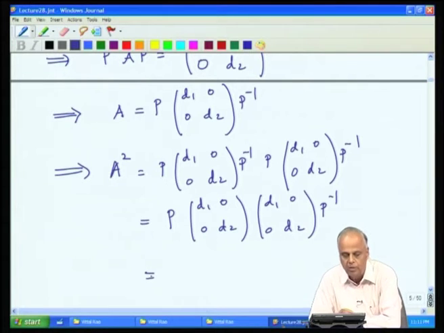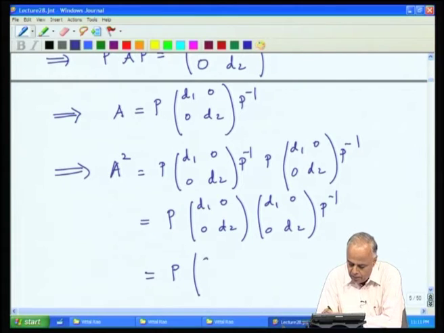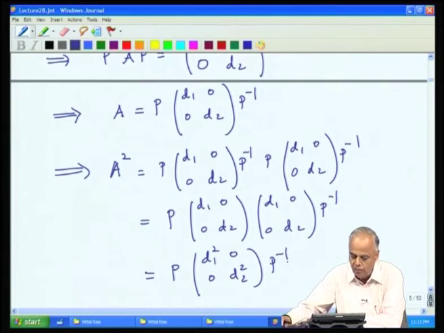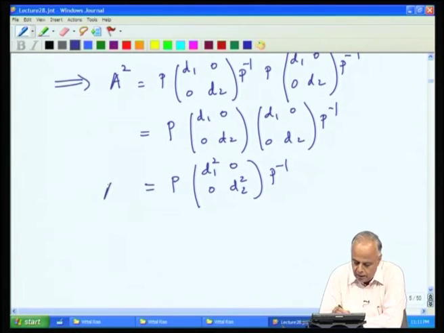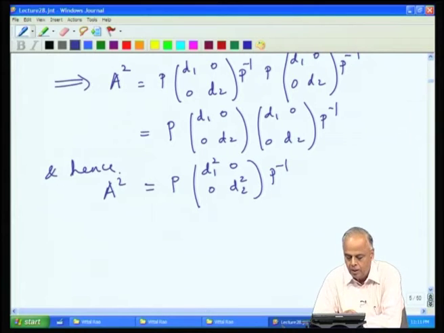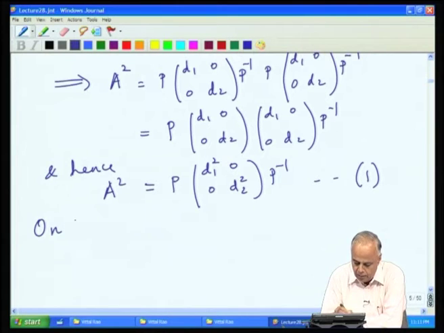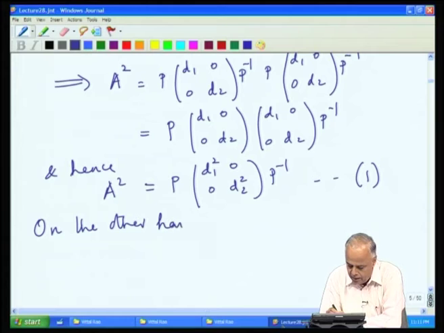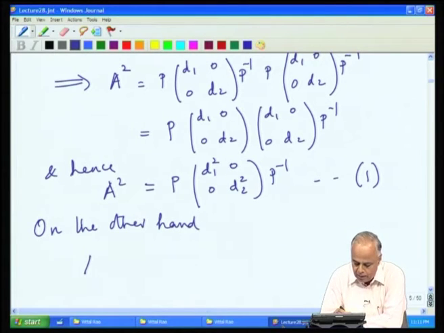But now, it is easy to multiply the diagonal matrices in the middle to get D1 squared 0 0 D2 squared, then P inverse. So, therefore, we get A squared, and hence A squared is this. Let us call this 1. On the other hand, we are given the matrix A, let us find what A squared is.